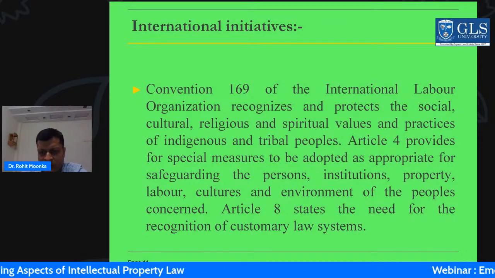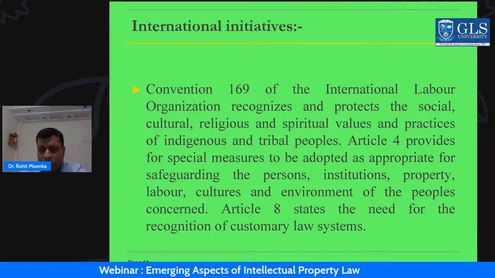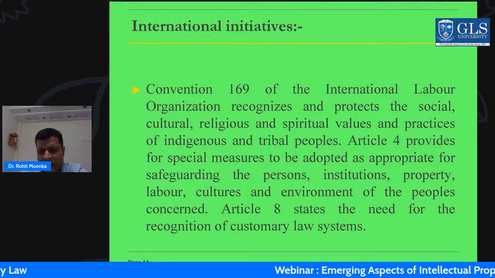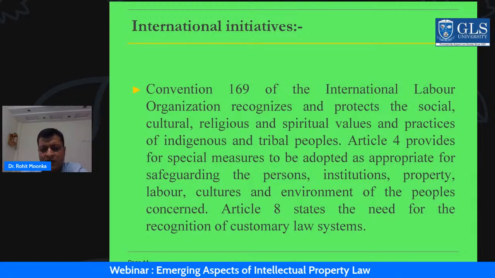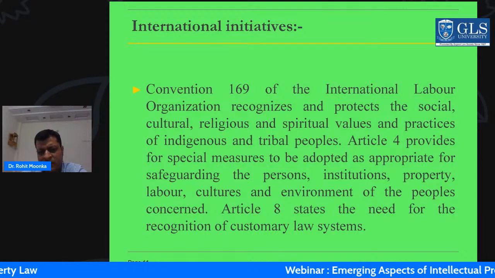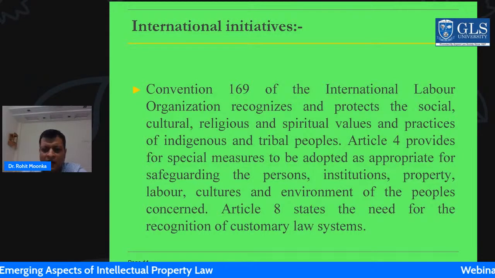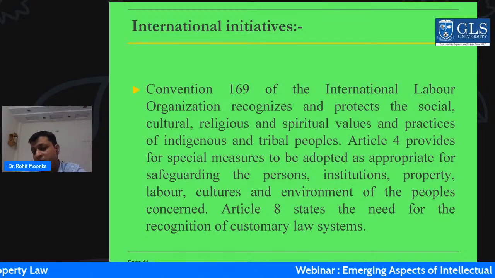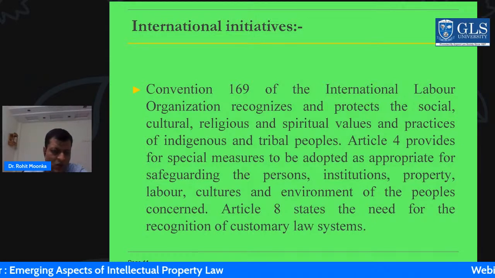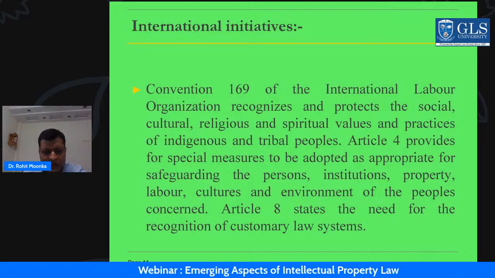And if you go further, Article 4 of the ILO Convention provides for special measures which are to be adopted as appropriate for safeguarding the persons, institutions, property, labor, culture, and environment of the people concerned. And in fact, Article 8 further states the need for the recognition of customary law systems. So, in a way, the ILO, through its Convention 169, recognizes and obligates its members to protect the social, cultural, spiritual values and practices of the indigenous and traditional communities, tribal people, because that is something which cannot be ignored, which cannot be let go. And please note, this was the very first, even prior to CBD, it came into being. Yes. Next slide, please.